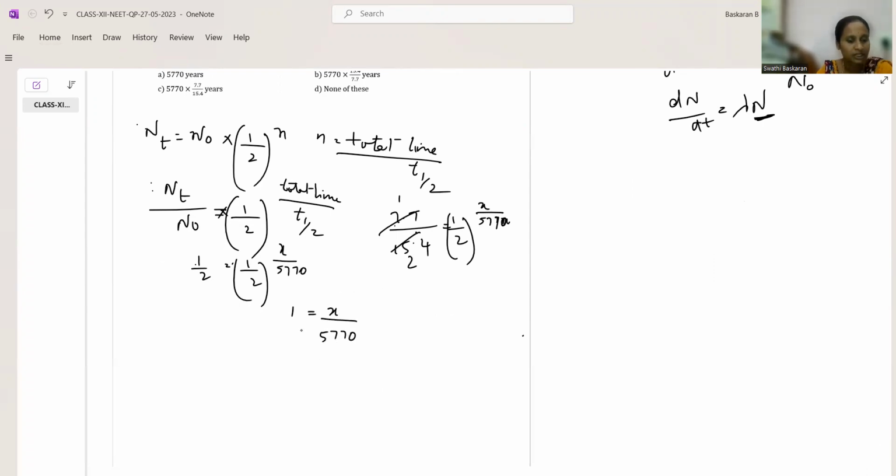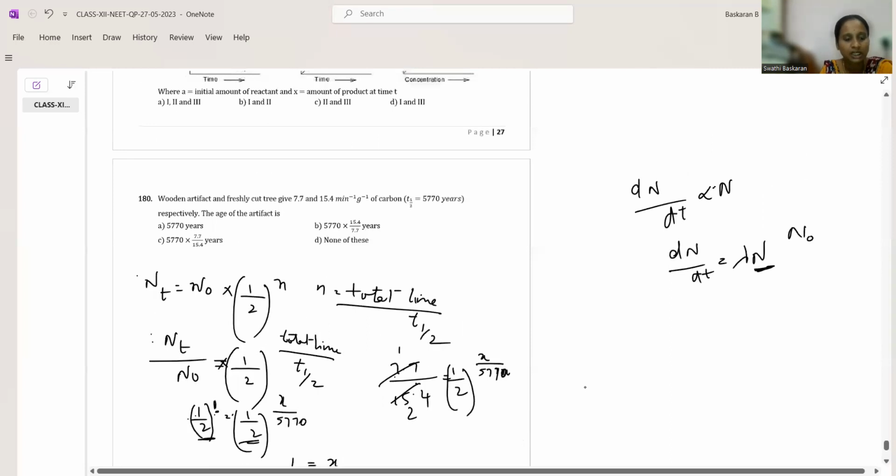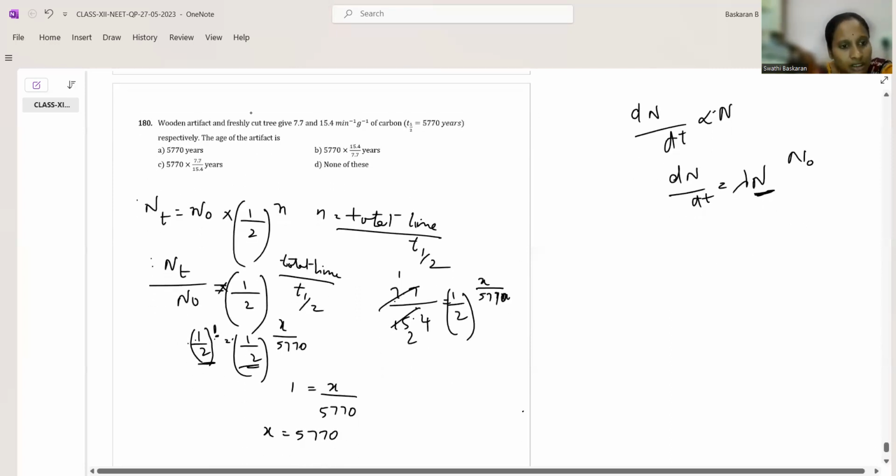How 1? Because on this side we don't have any power raised, so it is assumed to be 1. Now the bases are equal, so we will take the powers also equal. Now 1 is equal to x by 5770. Now the x value will become 5770 years, and hence which option is correct here? So option A would be correct.